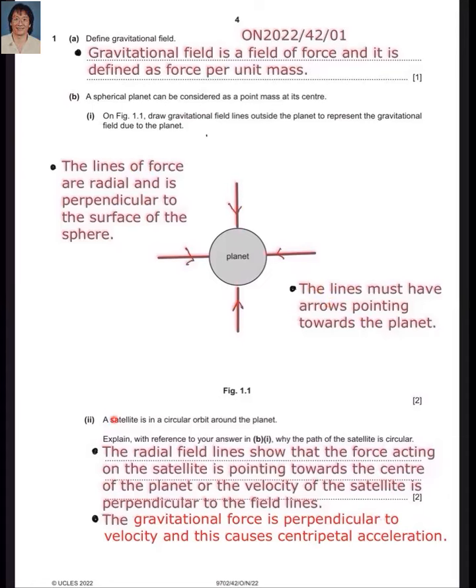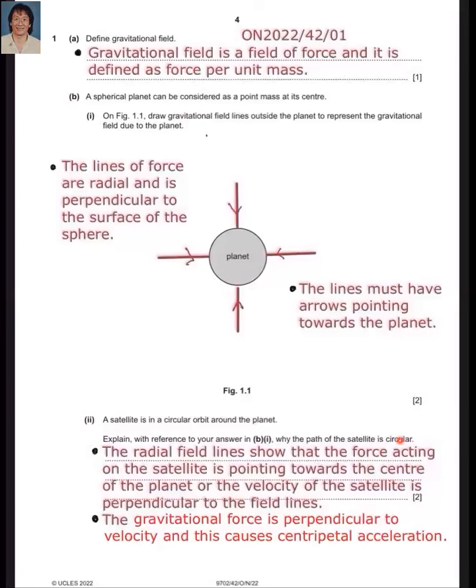Then for part 2, a satellite is in circular orbit around a planet. Explain with reference to your answer in B part 1 why the path of the satellite is circular. To answer this question, we need to know the condition for an object to undergo uniform circular motion. For an object to undergo uniform circular motion, there must be a centripetal force that is perpendicular to the velocity of the object at any moment.